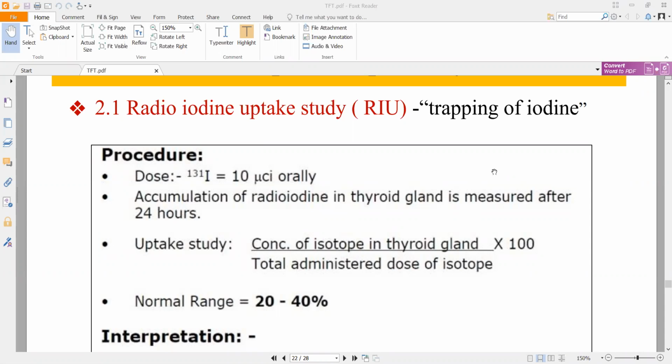How you check that is, you give I-131, which is the radioactive isotope of iodine, and you measure the uptake of that gland. You measure the amount of iodine the thyroid can trap. How you do that is by this formula. You measure the concentration of isotope in the thyroid gland.